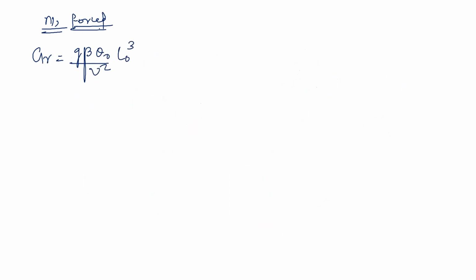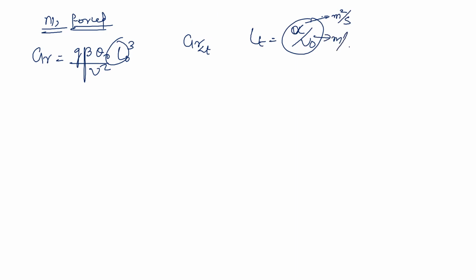But there is no length scale in this problem so far. What is the length scale, this L value? There is no height mentioned. So please note that in this case, the Grashof number is denoted by L_T, the thermal length scale. What is the thermal length scale? This is simply alpha by V0. The unit of alpha is meter square per second, and V0 is meter per second, so the net unit is meters. It's a thermal length scale because it is determined by the thermal diffusivity of the fluid.